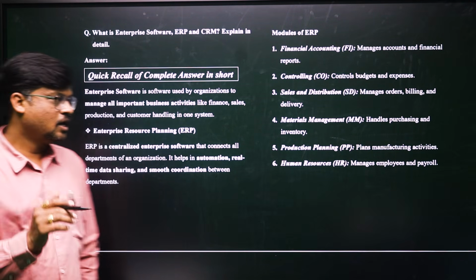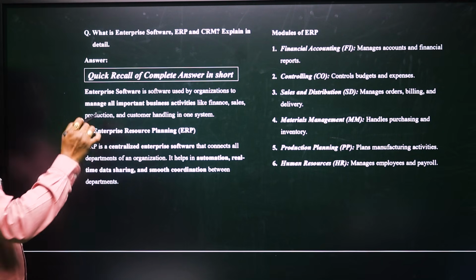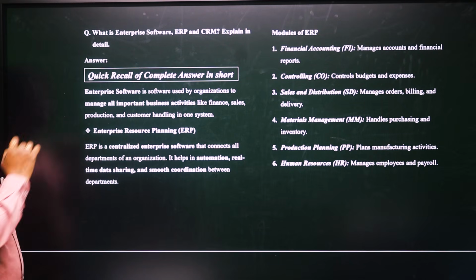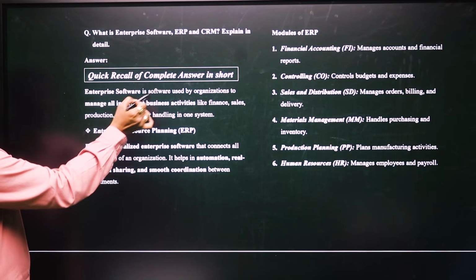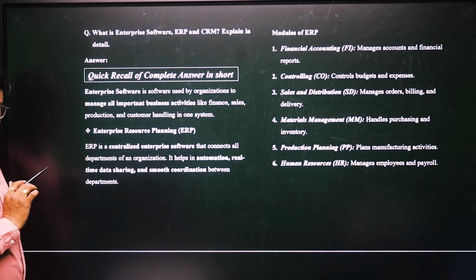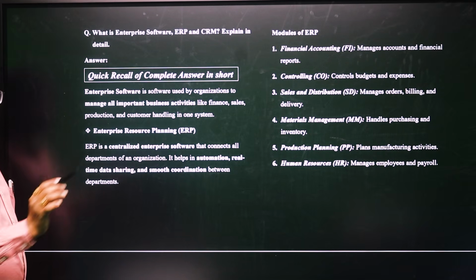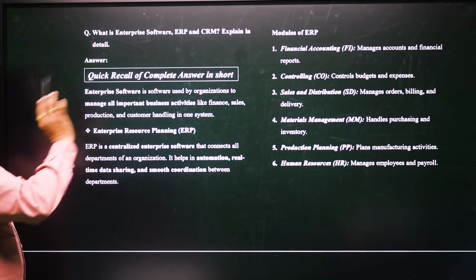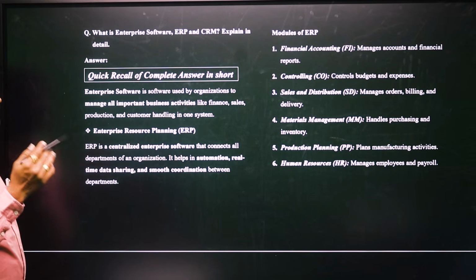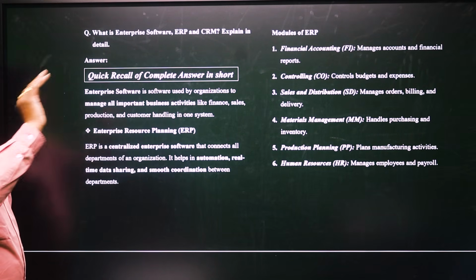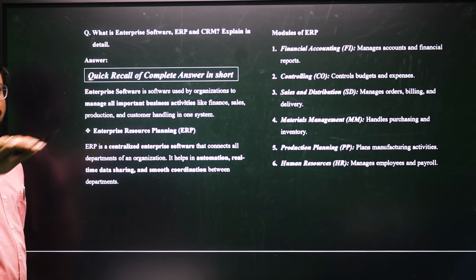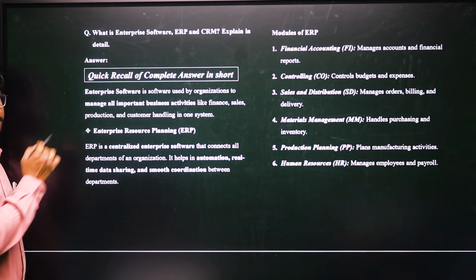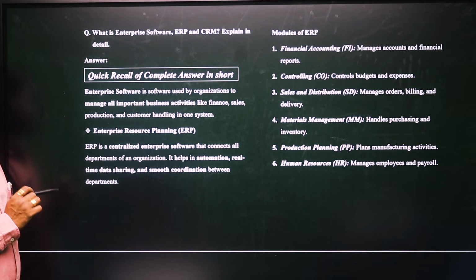Done here. So ERP stands for Enterprise Resource Planning. Before going to the ERP, we need to know what is enterprise software. Enterprise software is a software used by organizations to manage all important business activities like finance, sales, production, customer handling in one system. Everything of that organization is done in one place. That is called as your enterprise software.